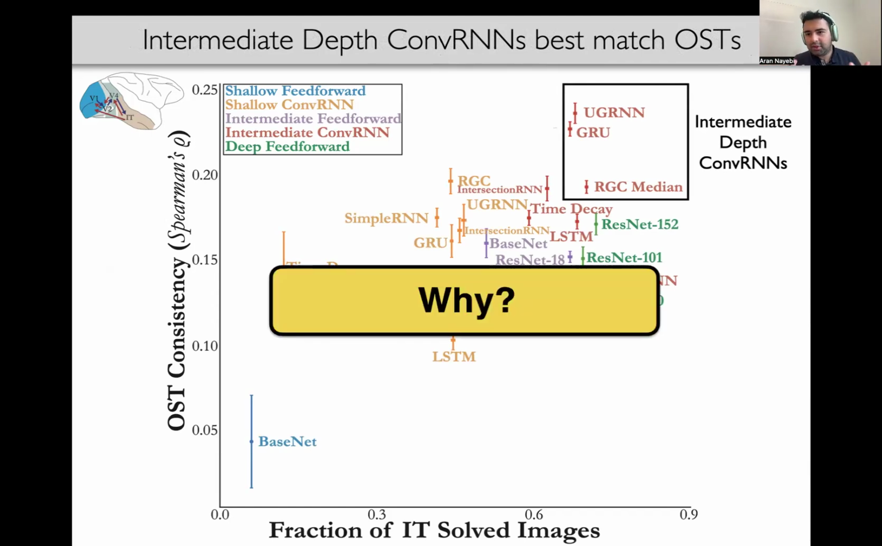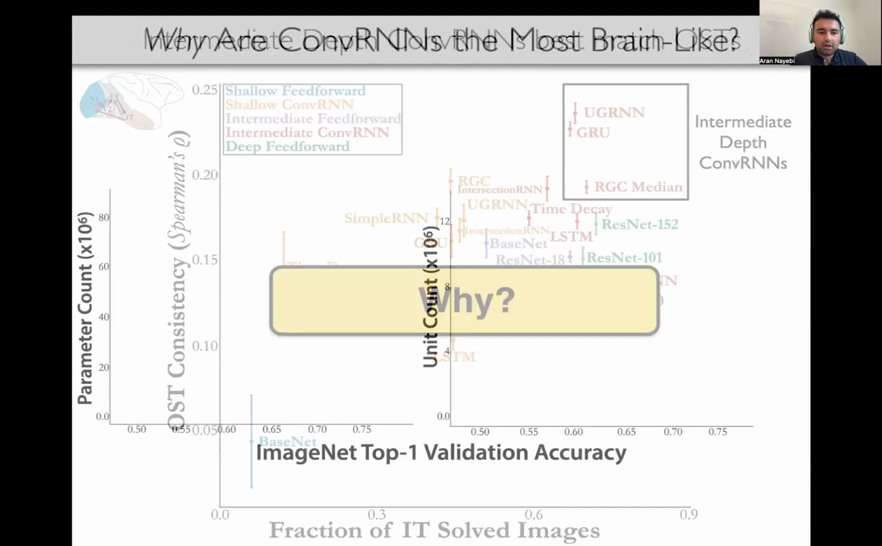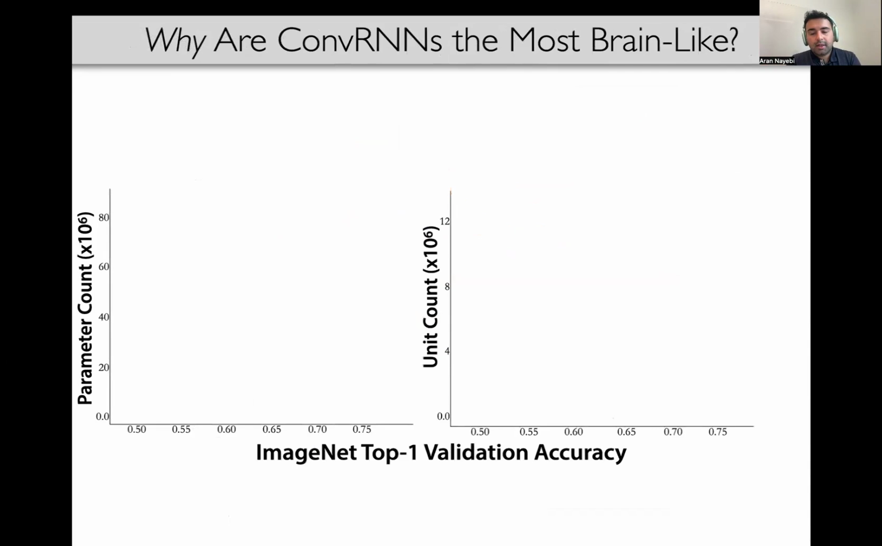So we wanted to better understand why these intermediate depth conv-RNNs, compared to, say, very deep feed-forward models or alternatives, better match these object solution times in the primate. We reasoned that these intermediate depth conv-RNNs are satisfying a performance and size trade-off, where we're measuring size in two different ways. One is the number of parameters, and the other is the number of units. We can physically think of the number of parameters as maybe the number of synapses, and the number of units as a physical measurement of size, like the number of neuron bodies.